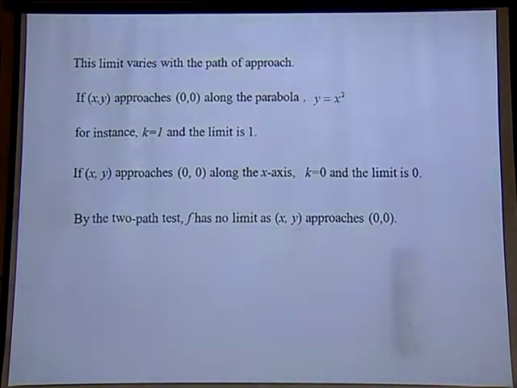Suppose (x, y) approaches 0 along the parabola y is equal to x squared. Here we have taken k is equal to 1, then we get limit is equal to 1. Again, when we take (x, y) approaches (0, 0) along the x axis, that is k is equal to 0, and the limit is 0. Then by the two path test, f has no limit as (x, y) approaches (0, 0). So, we got two limits for different paths. So, limit is not unique, it means limit does not exist.